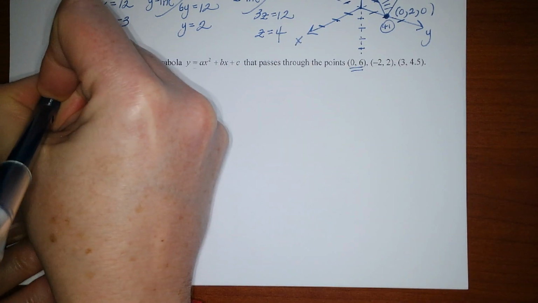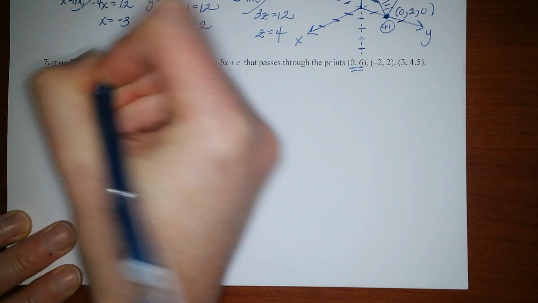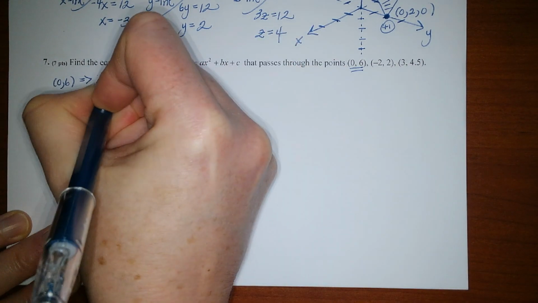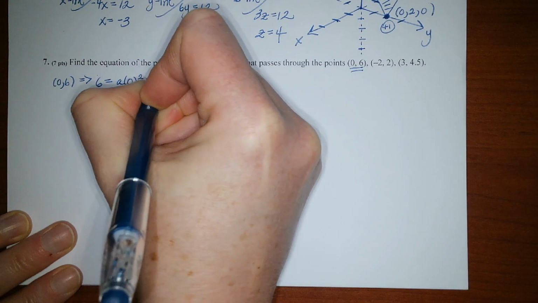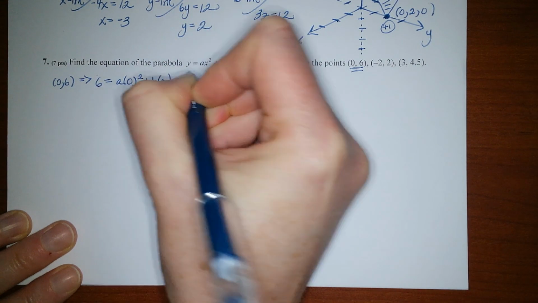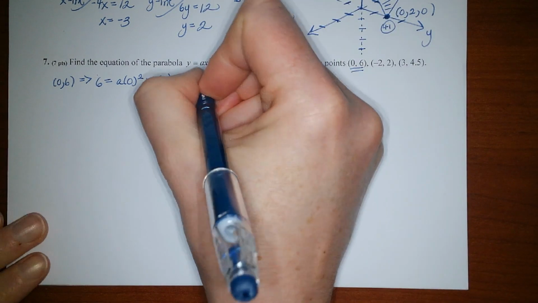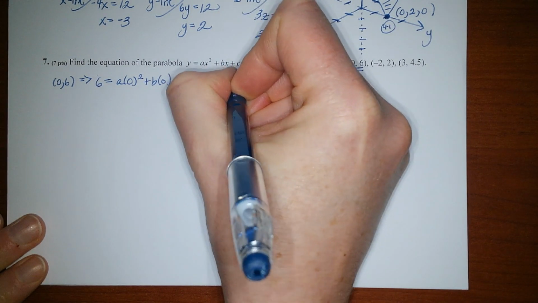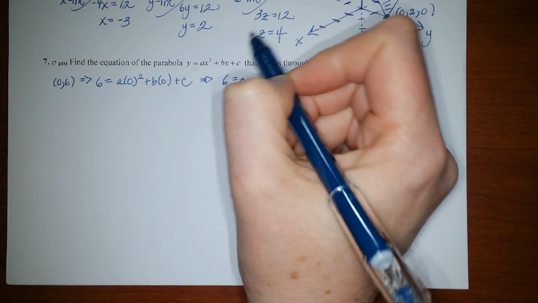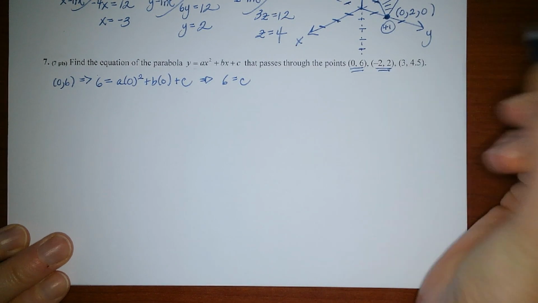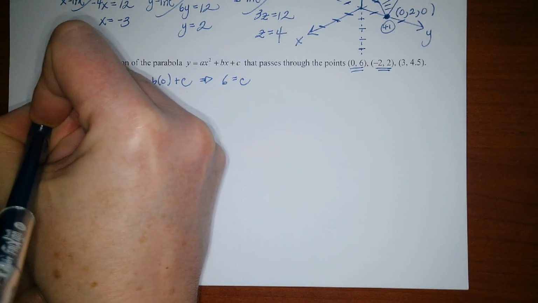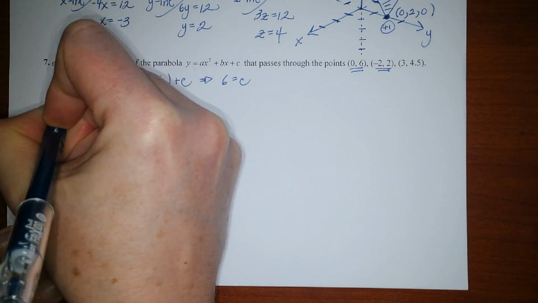Like the point (0, 6), for example, would mean that your y coordinate is 6 when your x coordinate is 0, which means you would just get the equation 6 is c. So one mystery solved. We now know what c is. And then you could take (-2, 2) and do the same thing with it.